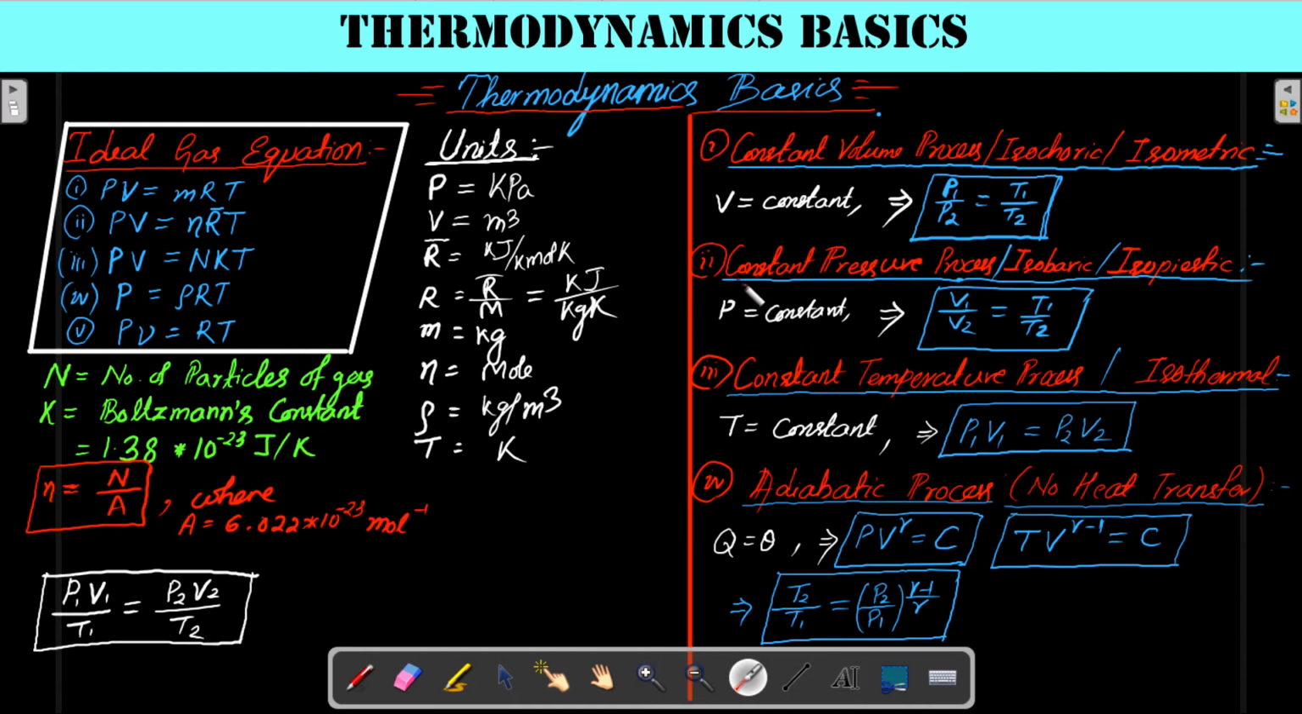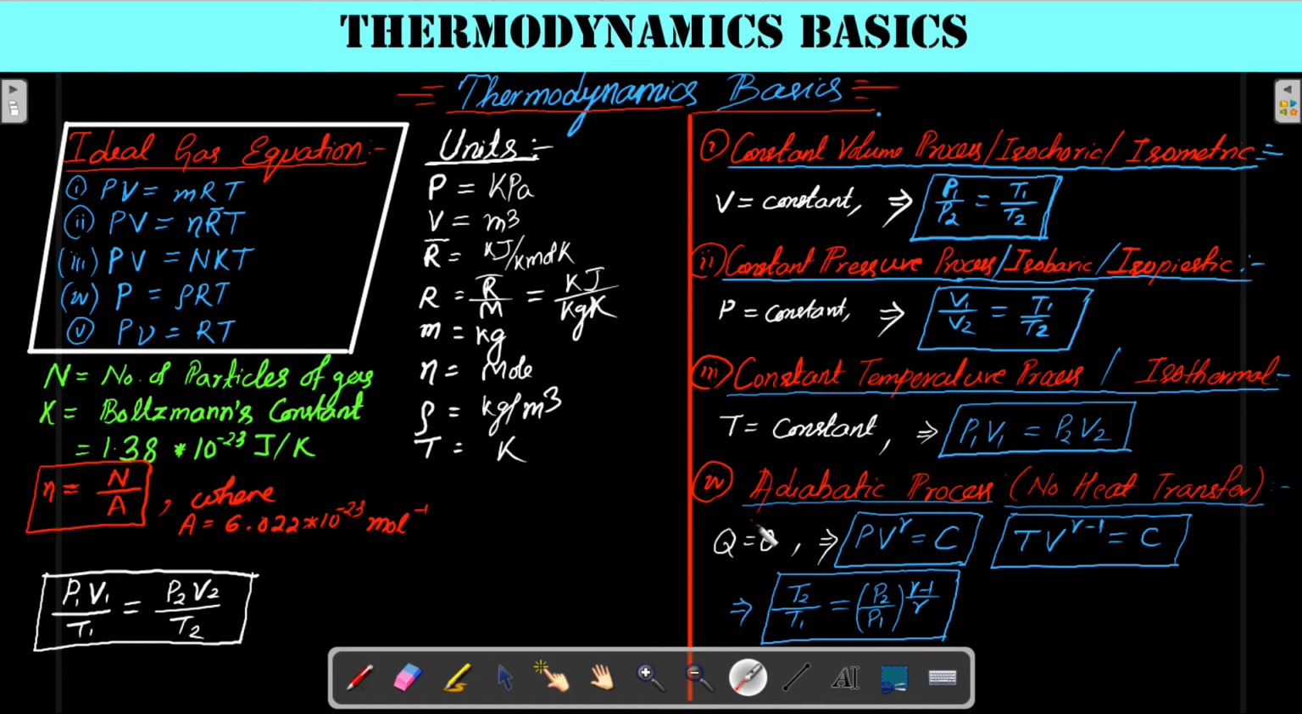For the constant pressure process, also known as the isobaric process, pressure is constant. You cancel P1 and P2 on both sides and get V1 upon V2 equal to T1 upon T2. For the constant temperature process, also known as the isothermal process, you cancel the temperature on both sides and get P1 V1 equal to P2 V2, meaning PV equal to constant.